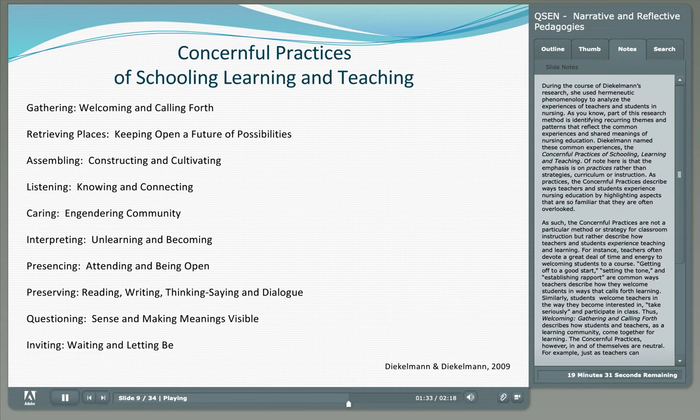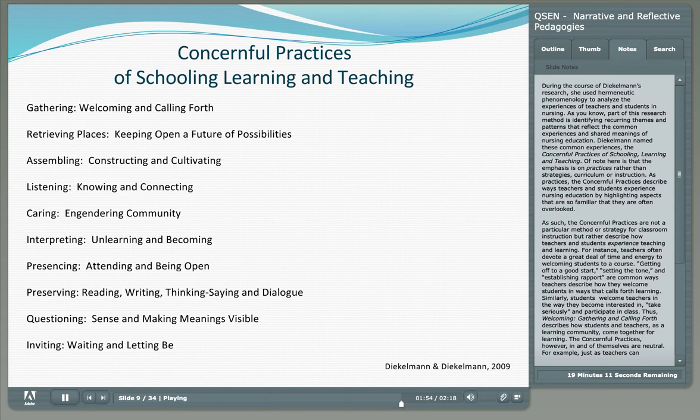The concernful practices, however, in and of themselves are neutral. For example, just as teachers can welcome students in ways that call out the best in them, they can also welcome students in ways that are oppressive and confrontational, calling out the worst in students. What matters is how these practices are enacted.